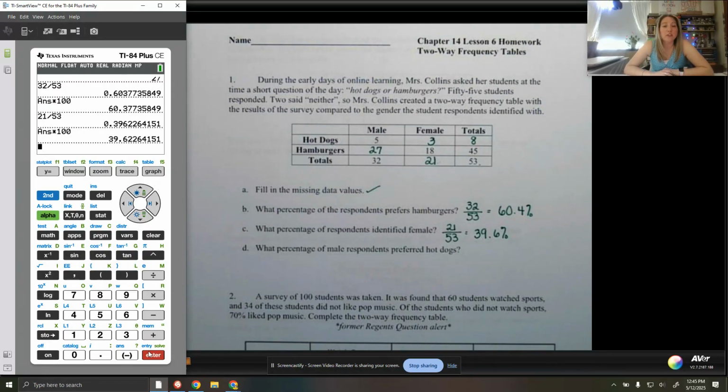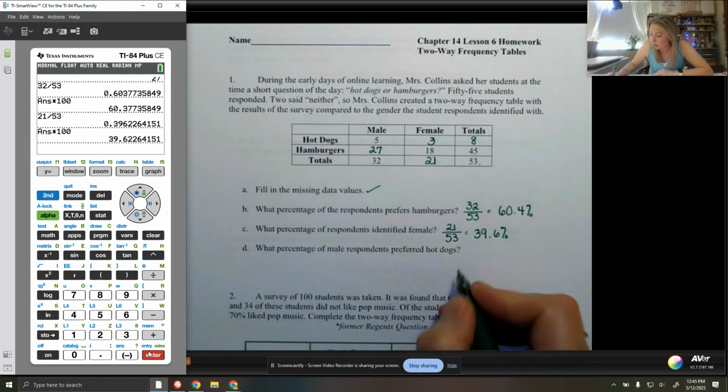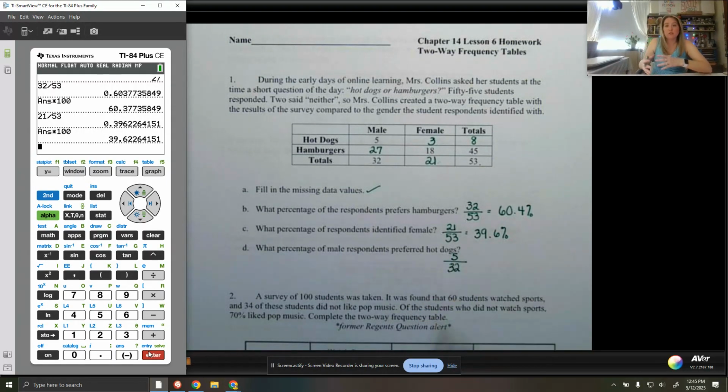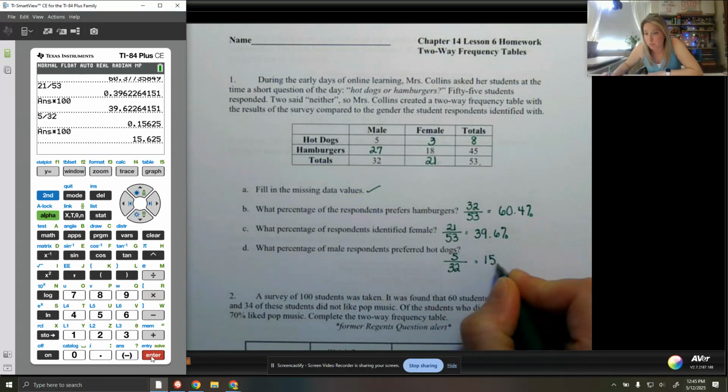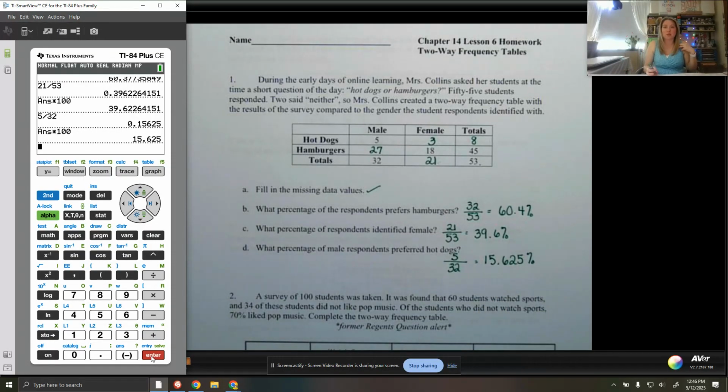And then what percentage of male respondents preferred hot dogs? So now we're being asked a different denominator. Males is our denominator, so that's 32 total males, and 5 of them said hot dogs. So now it's going to be 5 divided by 32 in our graphing calculator times 100. And this time it is a terminating decimal, so I'll give you the full percent: 15.625%. Pretty low percent preferring hot dogs to hamburgers.